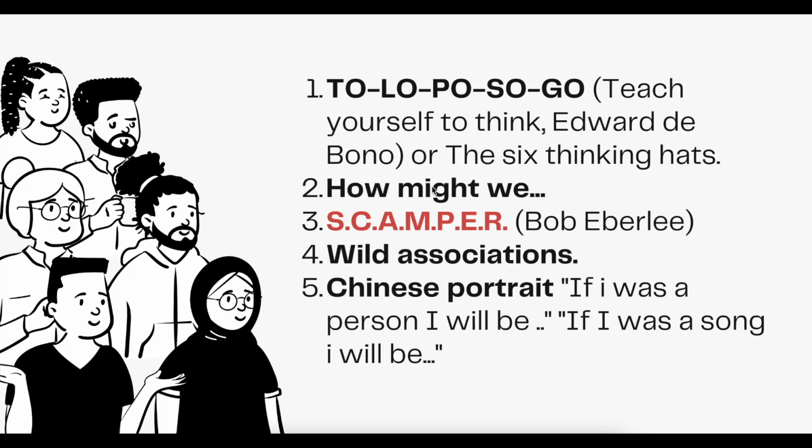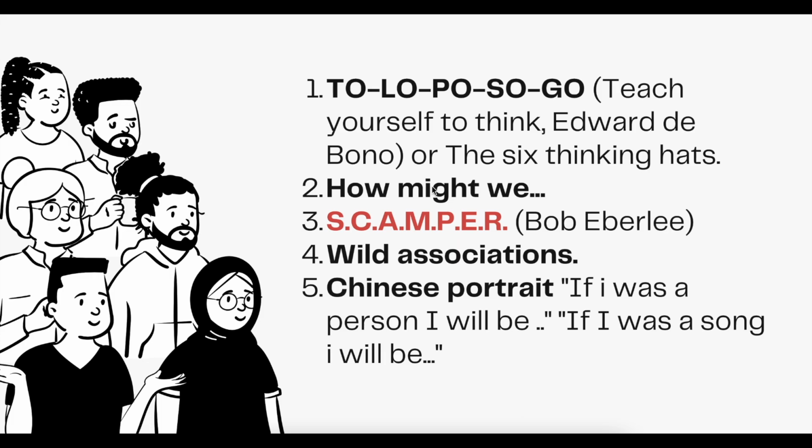All right, so the first one is a funny one. The name is Toloposogo. Probably if you don't have a Spanish accent, you will say this a little bit different. But this tool was developed by Edward de Bono. It's very similar to the 6 thinking hats. Both can be found inside Nova, but I recommend reading the book, Teach Yourself to Think. And I'm going to explain it a little bit in a second.